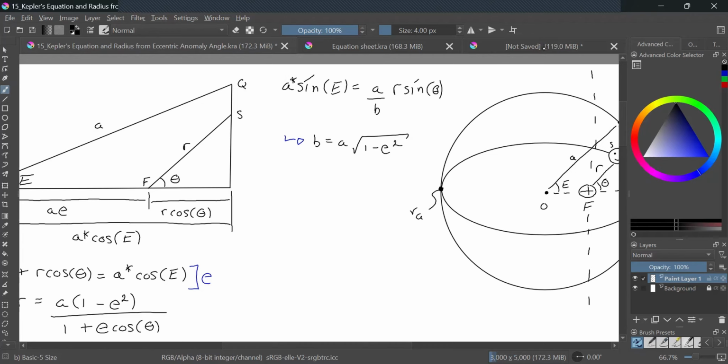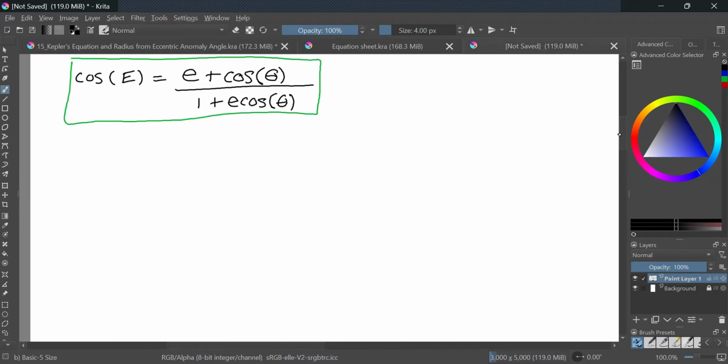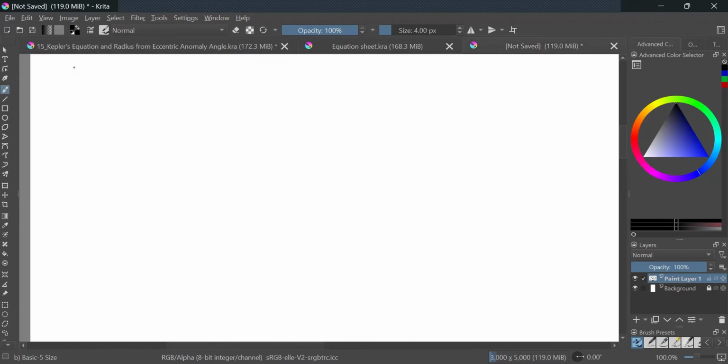So let me copy this over. That is, give myself some more space. A times the sine of the eccentric anomaly angle is equal to A over B times R times the sine of theta. And let's make it messier to make it easier to work with, right? So let's look at A over B.